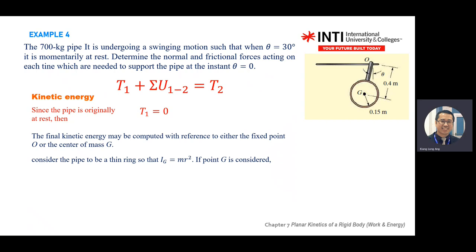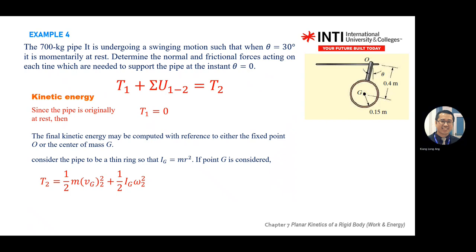Okay. So there are two ways of calculating your energy. One is either from the center of mass or from the origin point O. I'm showing one of the ways. So if you refer to the table, your IG equal to MR square. Your kinetic 2 will have half MV square, your V referring to the center of mass, and another half IG omega square.